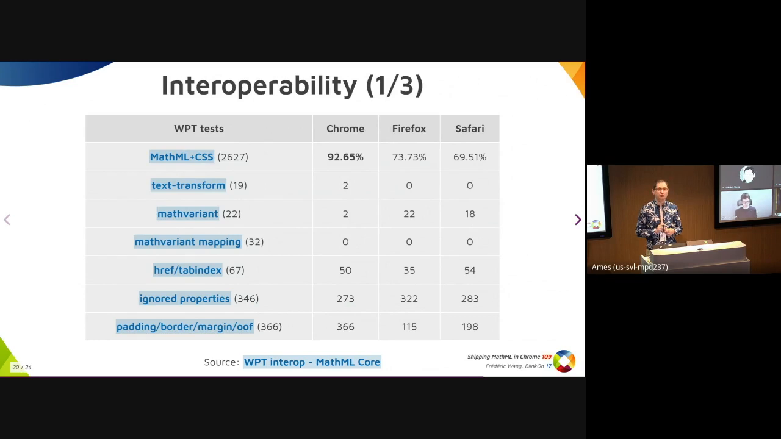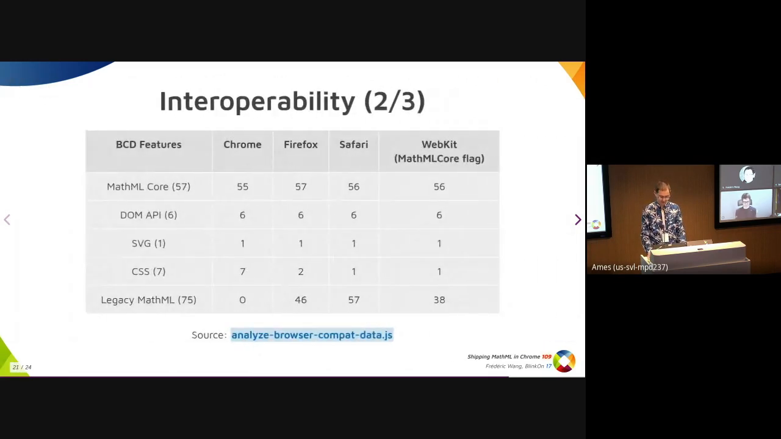We have the opposite situation for Firefox and Safari, where they implemented MathML, but the new implementation details that are in MathML Core are maybe not yet followed by them. Just to give one example, for padding, border, margin and out-of-flow, we have a lot of failures there.